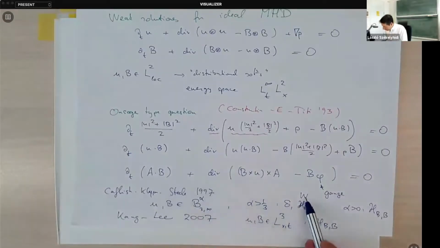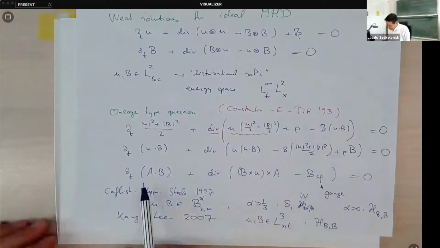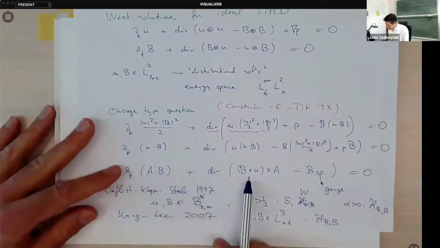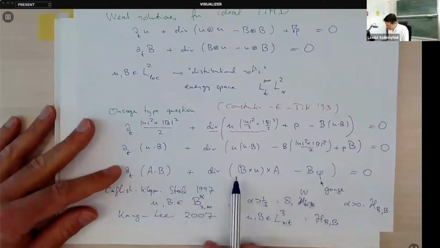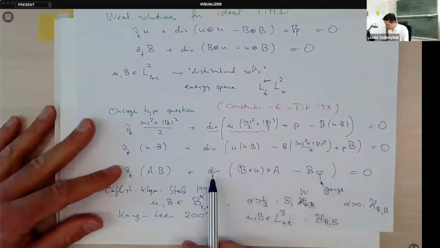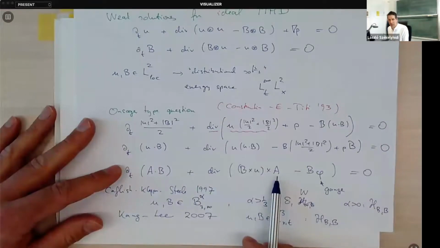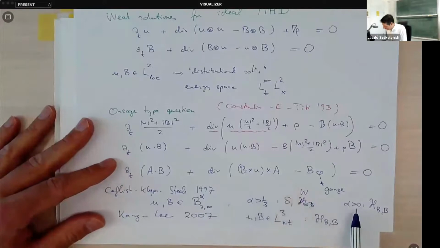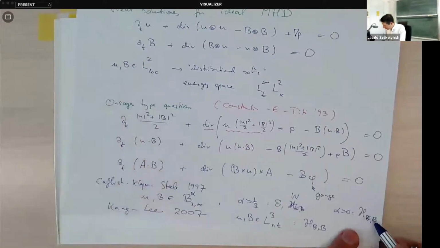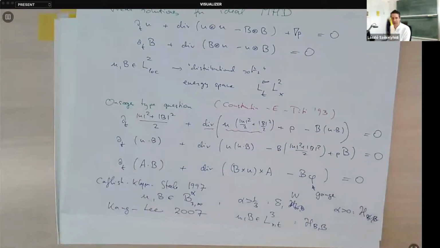So energy and cross helicity are conserved. For the helicity conservation, magnetic helicity conservation, this is one way to write it. Now you see here we have one derivative, you have again three terms, but here you have an antiderivative. So the number of derivatives in total is 0. And so the theorem will be that helicity is conserved if alpha is bigger than 0.